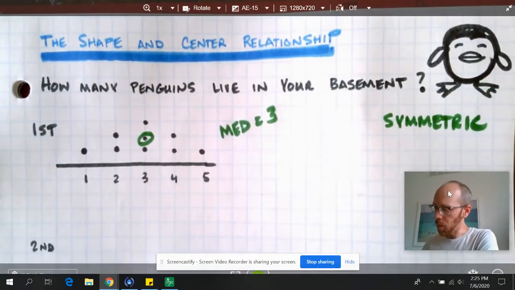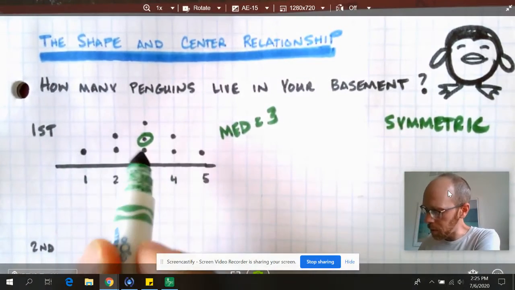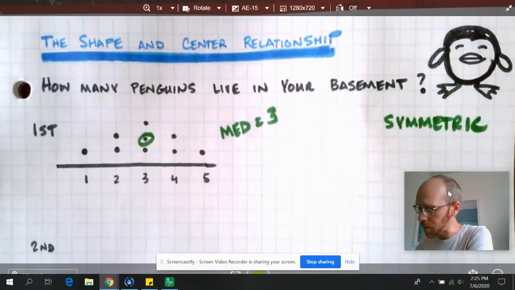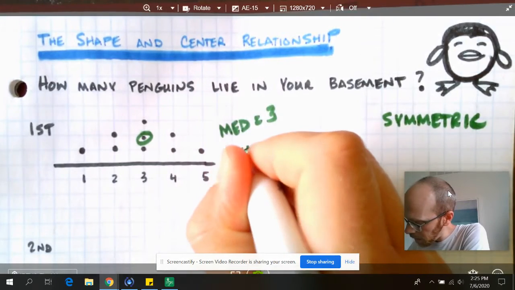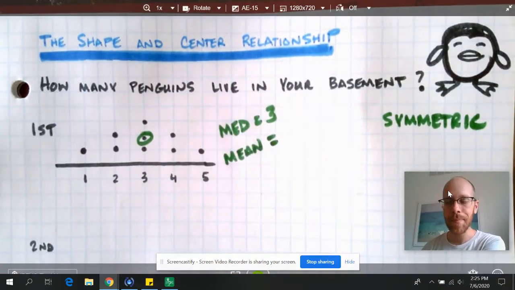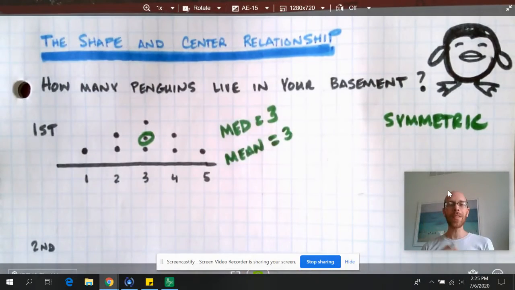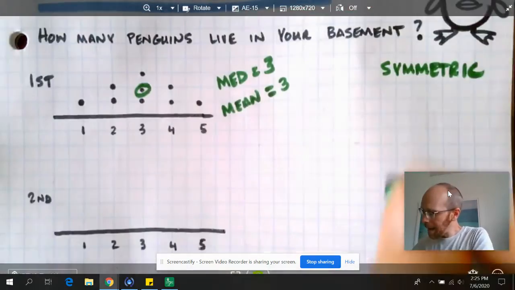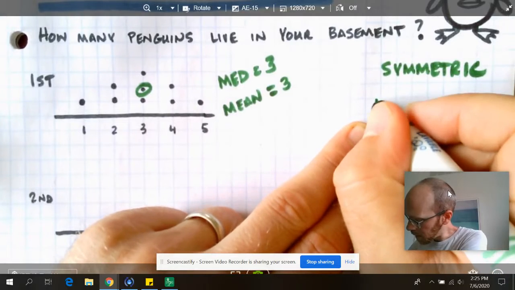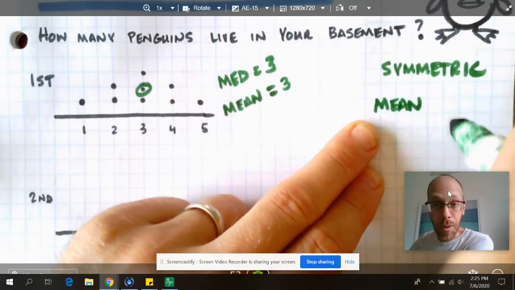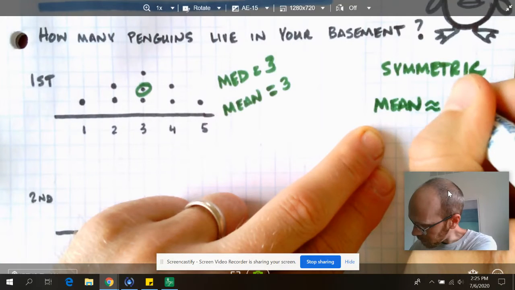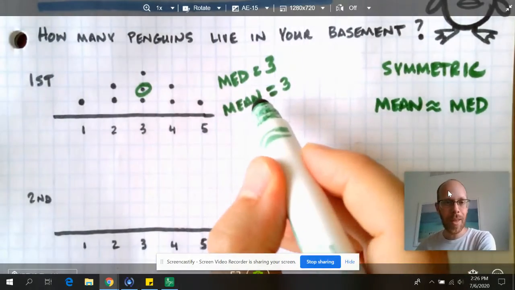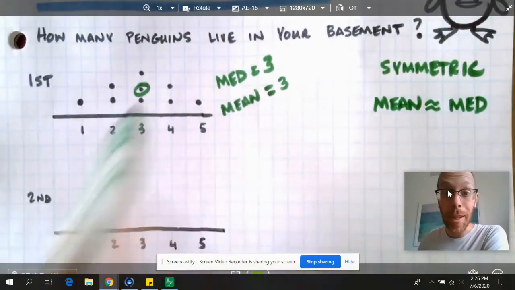Well, let's find the mean now. We would get the mean just by adding 1 plus 2 plus 2 plus 3 plus 3 plus 3 plus 4 plus 4 plus 5, and then dividing by, there are 9 students that I interviewed. And if we do that, we will get that the mean is 3. So in the case of this symmetric distribution, the mean and the median are exactly equal to each other. And in fact, when you have a symmetric distribution, the mean might not always be equal to the median, but it should be pretty darn close. Let me mention that they were exactly equal in this case because this is exactly symmetric.